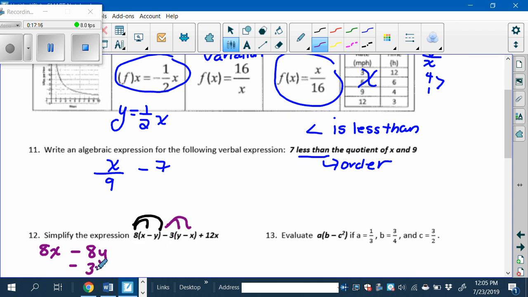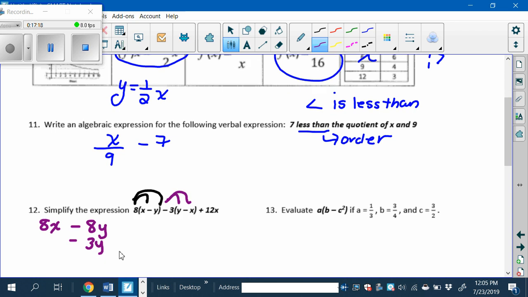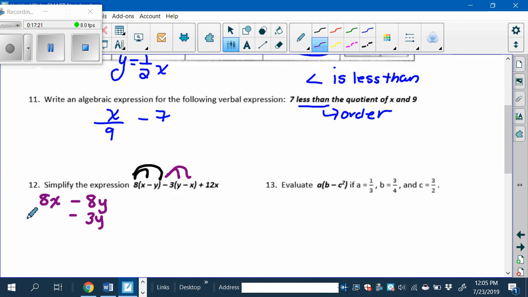Now watch what I'm doing. I'm lining up my like terms here, and -3 times x is a positive 3x, and then I have plus 12x. All right, so then I combine like terms. After I've multiplied, I combine like terms. So I've got 8 plus 3 plus 12. That's 11 plus 12, which is 23. So that's 23x. And -8 minus 3 is -11y. Remember, when you're adding and subtracting, the exponents do not change.